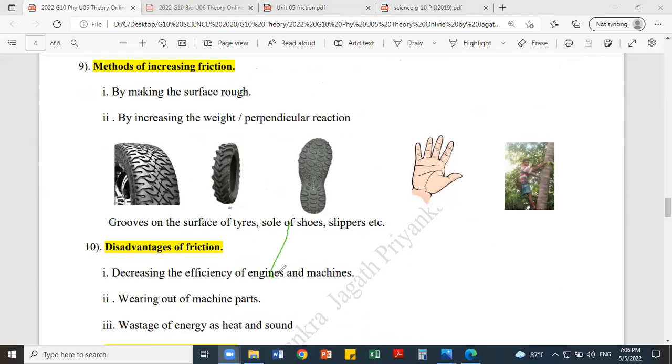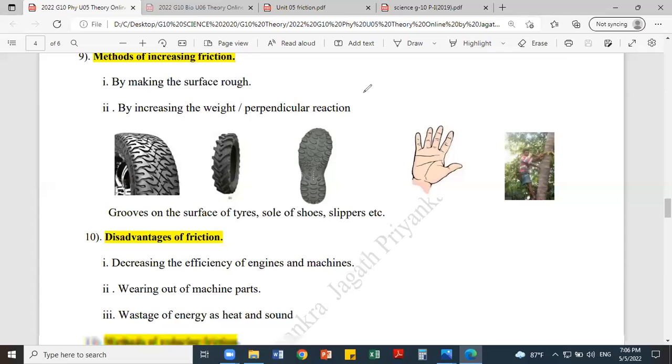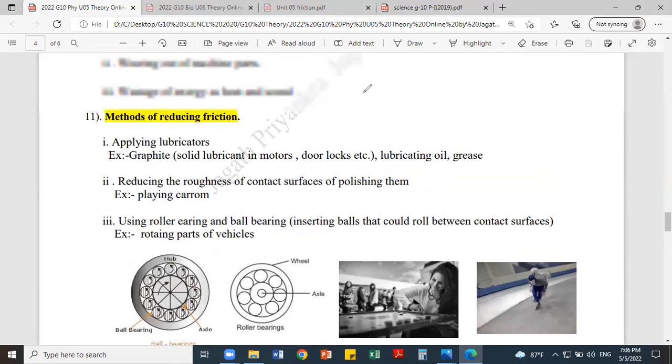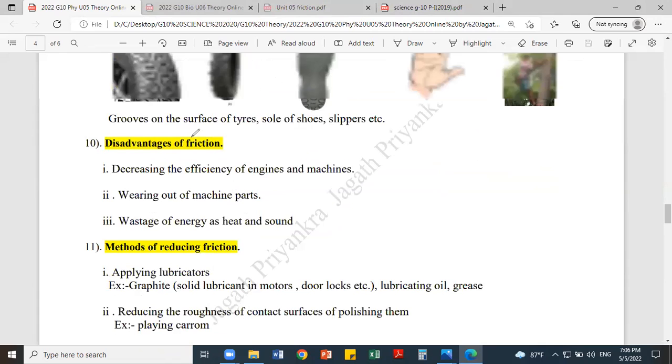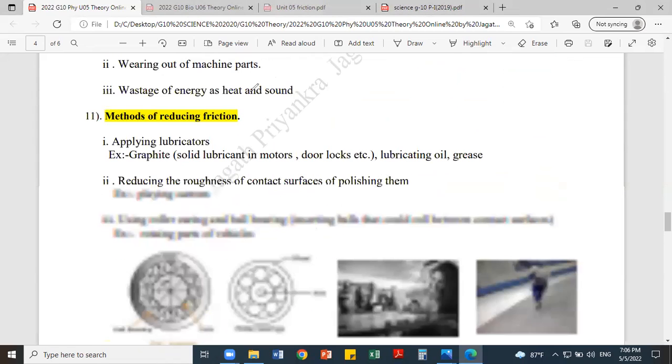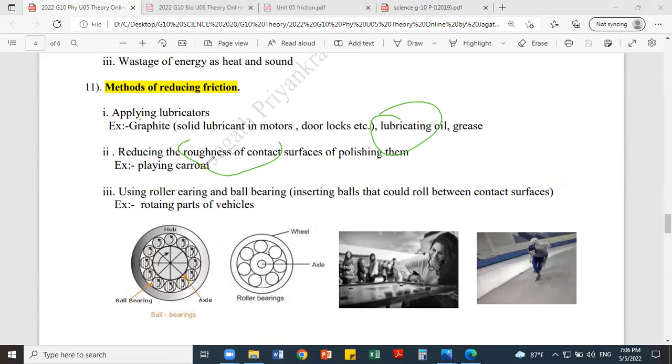If friction is advantageous, we increase it. If friction is disadvantageous, we reduce it. That's it. Friction is always useful is wrong, and friction is always harmful is also wrong. It depends on the situation. You should know methods of reducing friction and methods of increasing friction. Methods of increasing friction: making the surface rough, or increasing the weight. Methods of reducing friction: making the surface smooth, or putting lubricants.